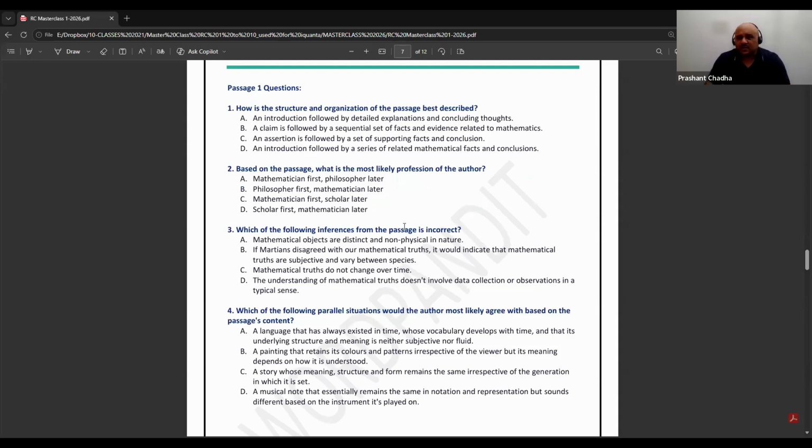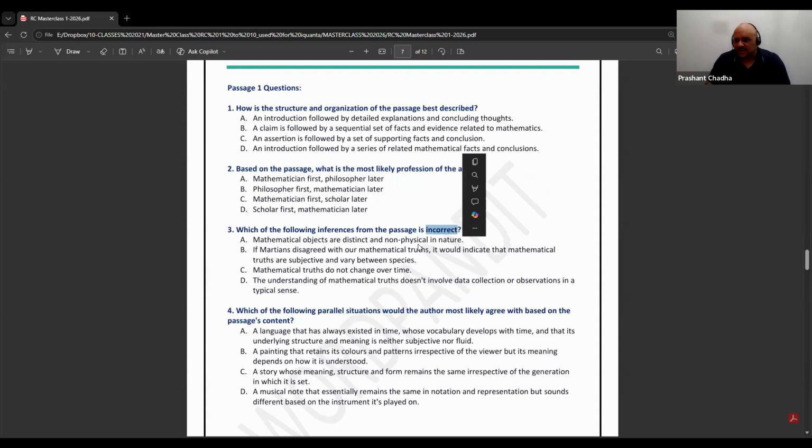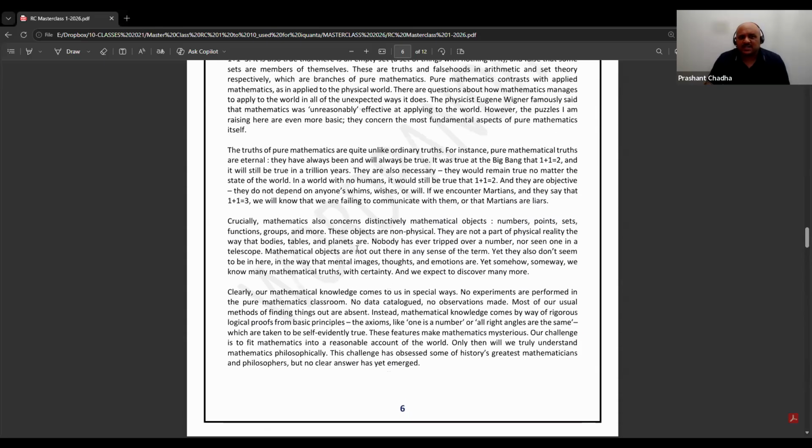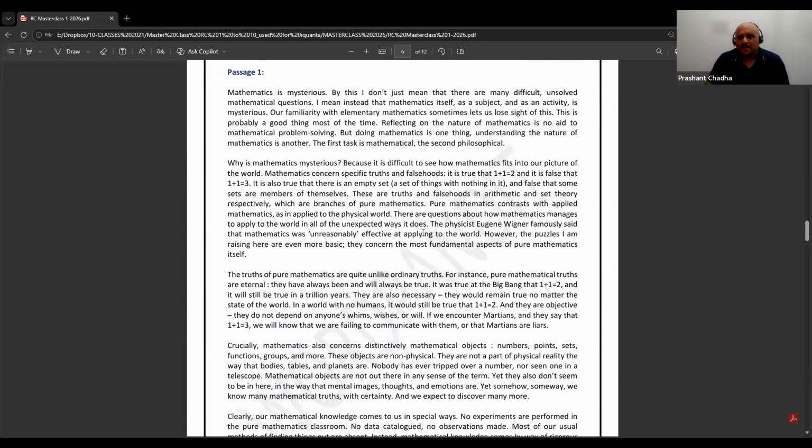So third question, you guys would have missed the incorrect part. Some of you would have missed. Archana missed it, I think. So what does he say about Martians? What does this line mean? If we encounter Martians and they say that 1 + 1 = 3, we will know that they are failing to communicate with us. So either we are not able to communicate with them, or their communication is a problem, or in their language 1 + 1 is 3.